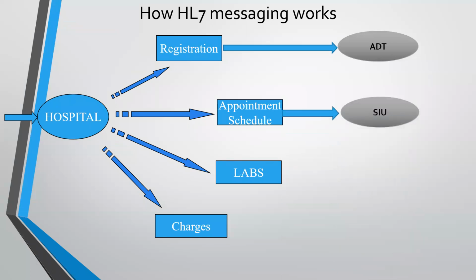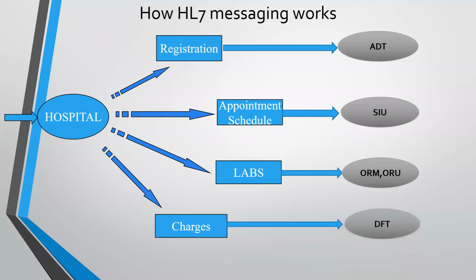Then you have appointments. Appointments are expressed with the help of SIU. SIU is scheduling information unsolicited. Then you have labs, which are expressed with the help of ORM and ORU. ORM is observation request message. ORU is observation result message, because the doctor is asking to make some observation, right? So he will place an order with the help of ORM, and the result will be sent back in the form of ORU from the lab to the EHR system. And then you have charges, which are expressed as DFT, which is nothing but detailed financial transaction.